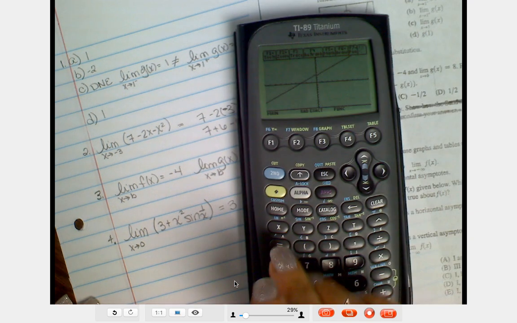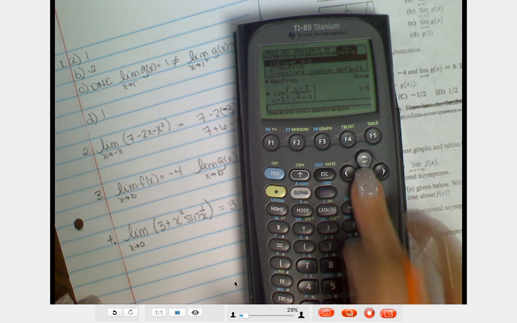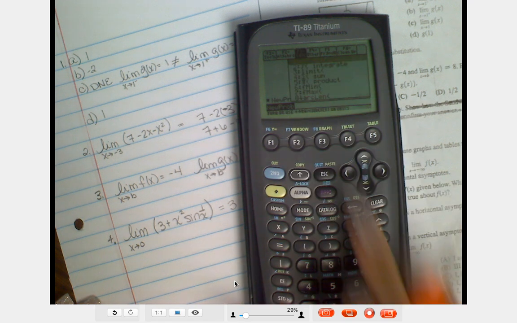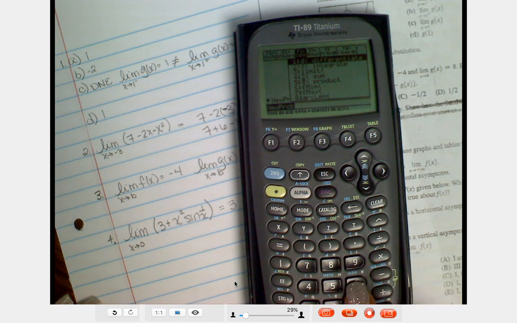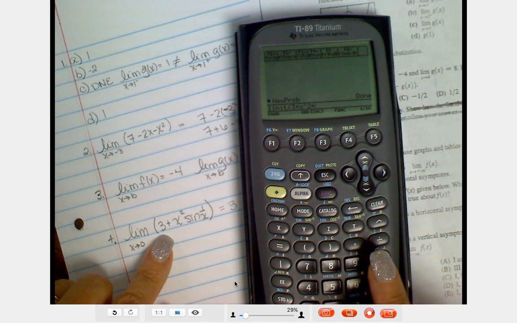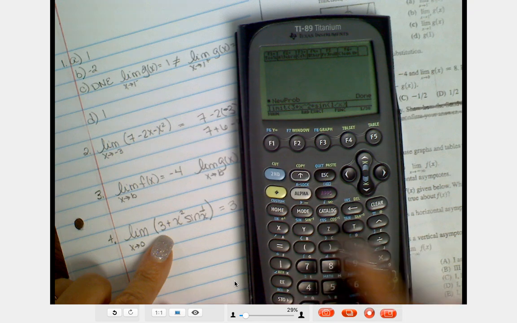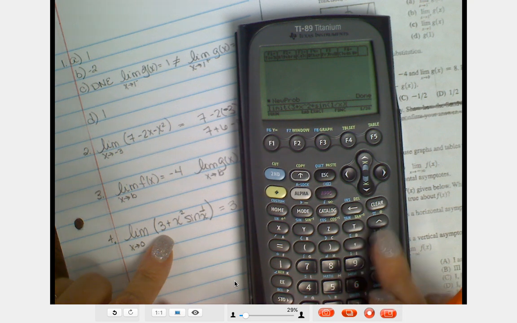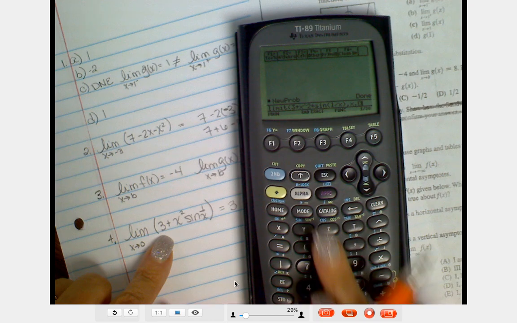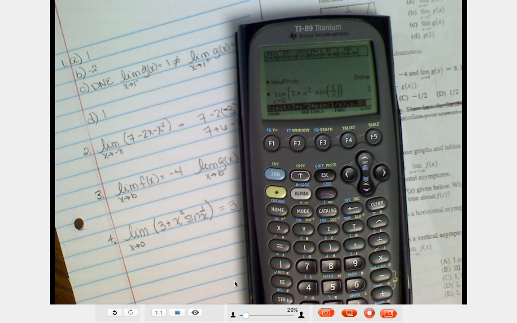Now, I'm going to see about putting it in your limit. New problem, I'm going to clear that. All right, let's put 3 plus x squared times, put your times in there, it may not work without it, 1 divided by x, comma x, comma 0. And it tells you 3. So I don't care if you do it graphically or if you do it with your limit function on the home screen.